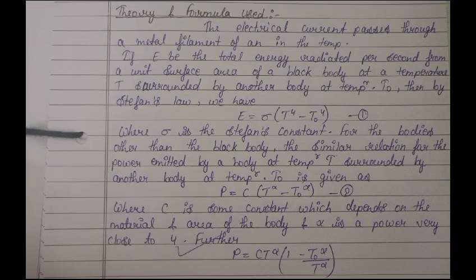For bodies other than black body, the similar relation for the power emitted by the body at temperature T surrounded by another body at temperature T0 is given as P is equal to C (T raised to power alpha minus T0 raised to power alpha), where C is some constant which depends on the material and area of the body and alpha is a power very close to 4. P is equal to C multiplied by T raised to power alpha multiplied by (1 minus T0 raised to power alpha divided by T raised to power alpha).